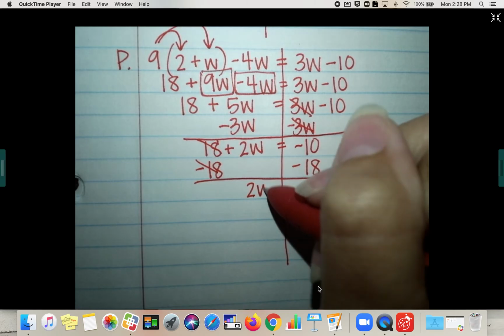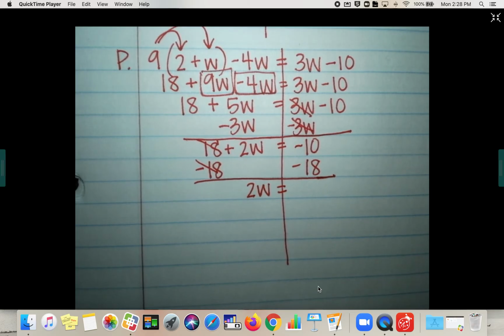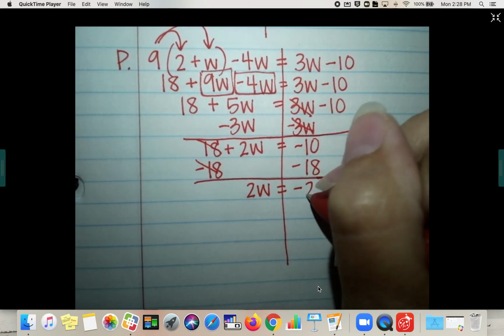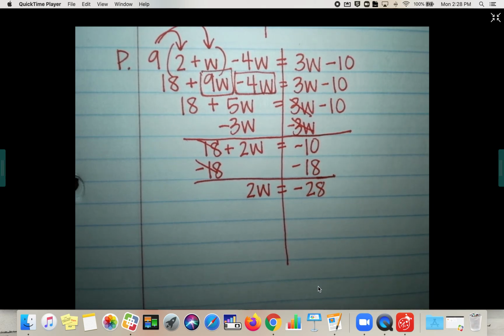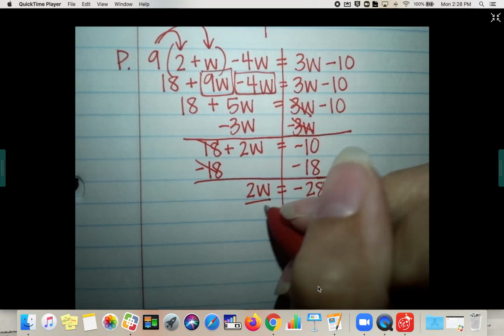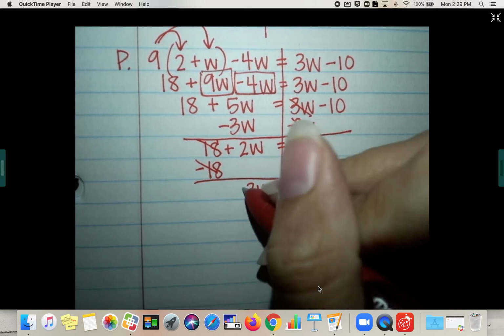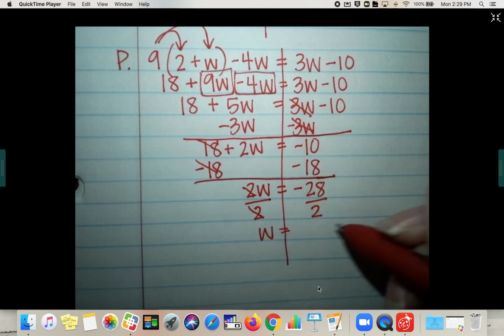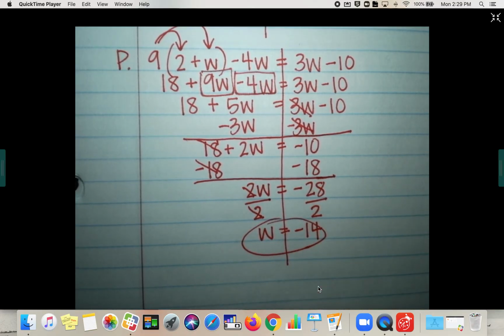That leaves 2W. And negative 10 minus 18 more is a greater negative. It's going to be negative 28. Check your calculator if you don't believe me. Last step, divide both sides by 2. W equals negative, I think that's 14. Check your calculator on my stuff. Hope I'm doing it all right.